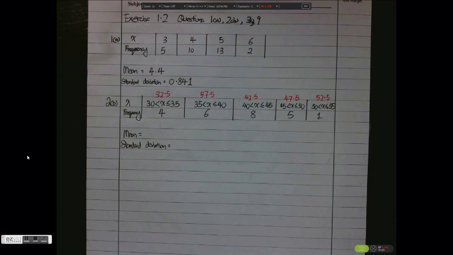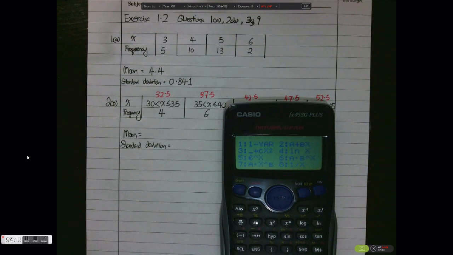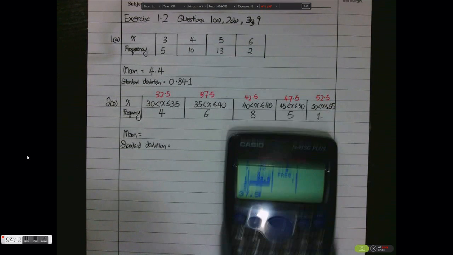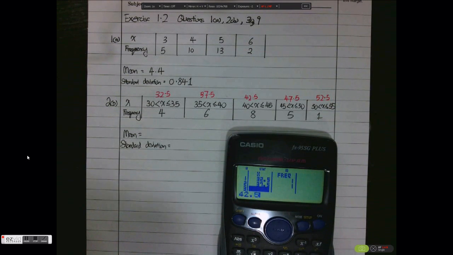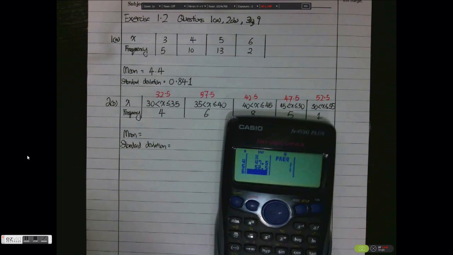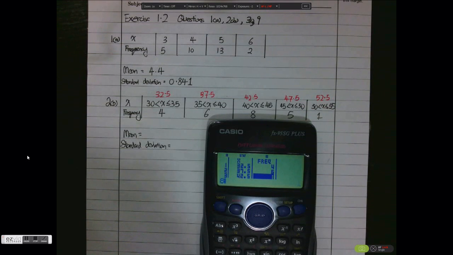I shall use a Casio now to be fair. Stat mode, 1-VAR, ensure that the frequency is there. So I just key 32.5, 37.5, 42.5, 52.5. All the values are keyed now. Then ensure that you get the right frequencies: 4, 6, 8, 5, and 1. All the data is keyed in, ready.